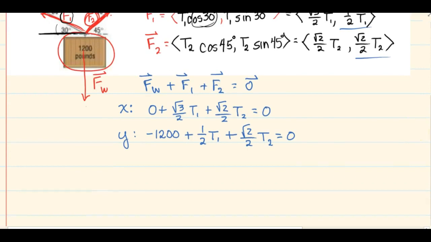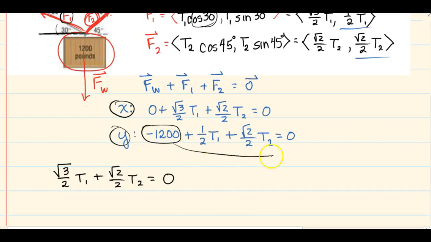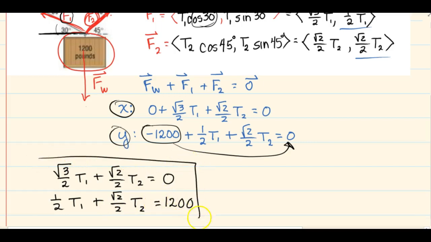So check this out. What we find from the very first x components, we find that the square root of 3 over 2 T1 plus the square root of 2 over 2 T2 is equal to 0. And then I'm going to do the same thing here for the y values, except I'm going to bring this over here to the other side. So that gives me 1/2 T1 plus the square root of 2 over 2 T2 is equal to 1,200. And this, ladies and gentlemen, is a two-equation system that we should be able to solve.